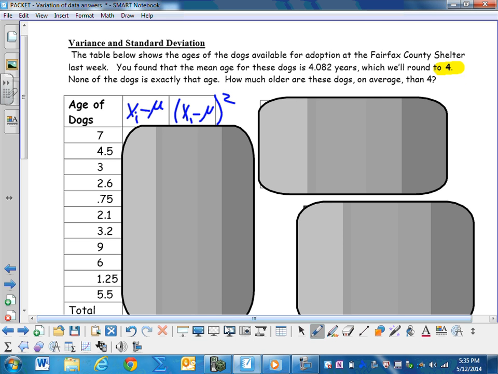So let's compute the variance and standard deviation. The table below shows the ages of dogs available for adoption at the Fairfax County shelter last week. You found that the mean age for these dogs is 4.082 years, which will round to 4. None of the dogs is exactly that age. How much older are these dogs on average than 4? So go ahead and compute the variance. Remember that the mean is 4.